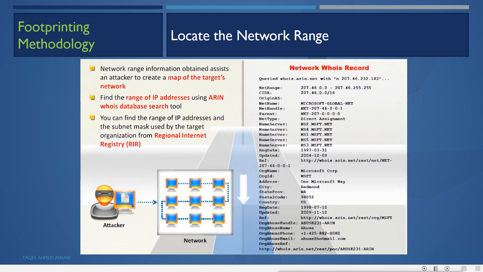Because sometimes when you try to get the IP, you will see some IPs which are actually a big range, but you have to make sure what the exact range they have is. Network range information assists an attacker to create a map of the target's network. Find the range of IP addresses using the ARIN Whois database search tool. You can find the target's IP addresses and the subnet mask used by the target organizations from these regional internet registries. There are different registries for the different regions.